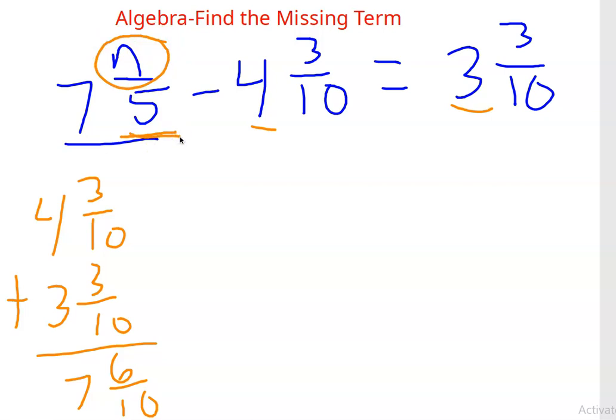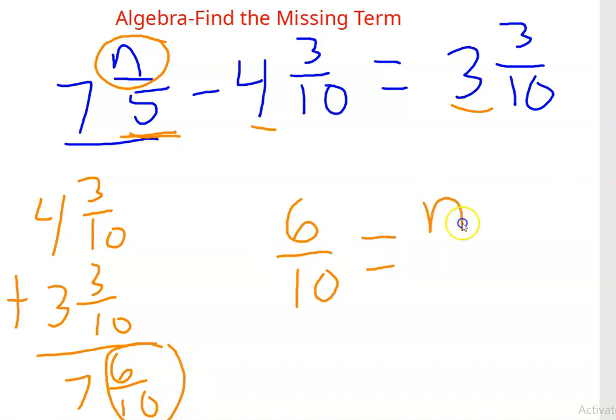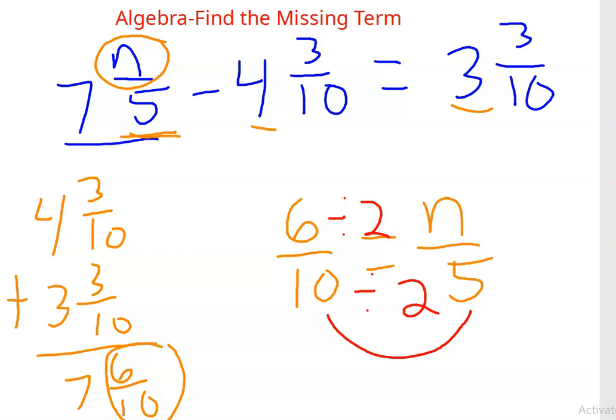So let's go ahead and take our 6/10 here, set it equal to n over 5. And we say to ourselves, how did we get from 10 to 5? We divided by 2, so divide the top by 2. 6 divided by 2 equals 3, so n equals 3. And then if you substitute that in, you'll see that it makes sense. 7 3/5 minus 4 3/10 equals 3 3/10.